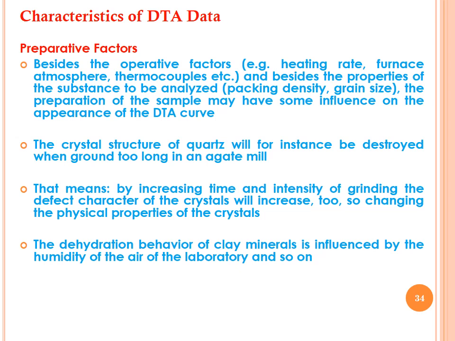The crystal structure of quartz will, for instance, be destroyed when ground too long in an agate mill. If the crystal structure is disturbed, then we will not get accurate data by DTA. We cannot have a surety if we put a disturbed sample into the DTA instrument. That means by increasing the time and intensity of grinding, the defect character of the crystal will increase too, so changing the physical property of the crystals. The dehydration behavior of clay minerals is influenced by the humidity of the air of the laboratory and so on.